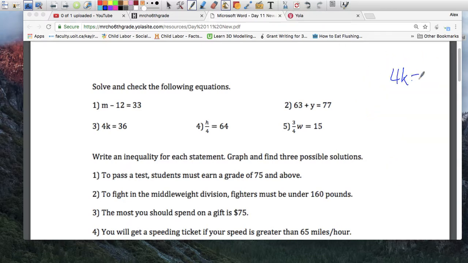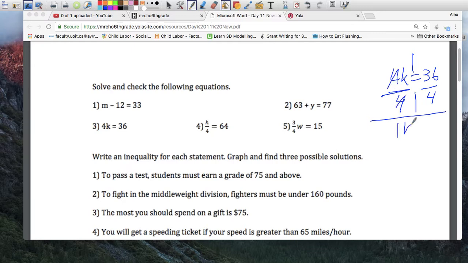4k equals 36. This is a multiplication here, 4 times k. 4 times the number is 36. We're looking for that number. And the opposite of multiplication is division. So I'm going to divide this side by 4, and I'm going to divide this side by 4. Remember, a fraction bar also symbolizes division. So 4 divided by 4 here is not 0, but it equals 1.